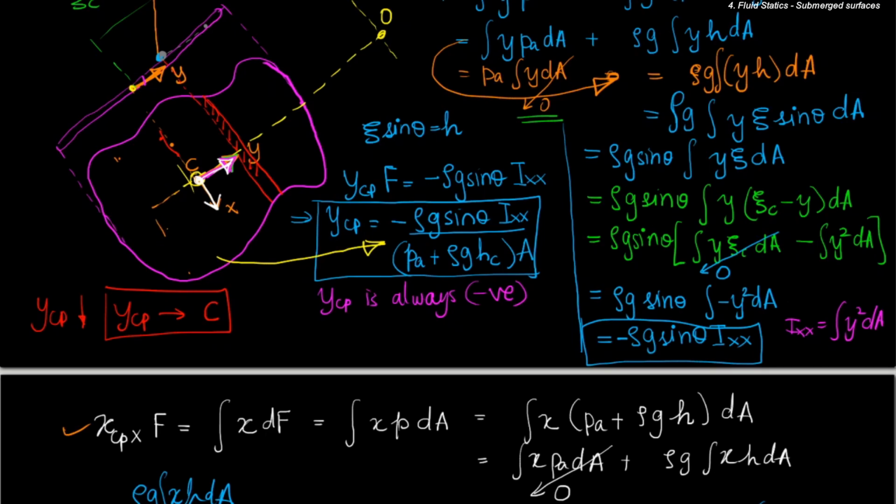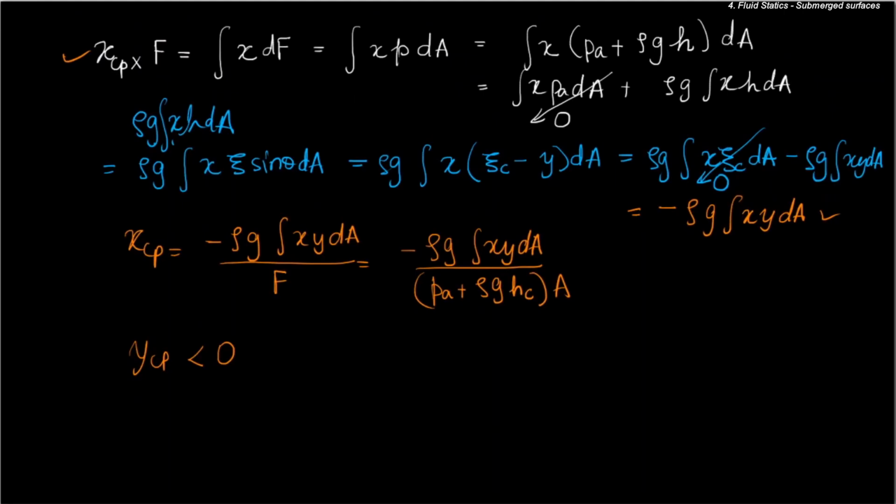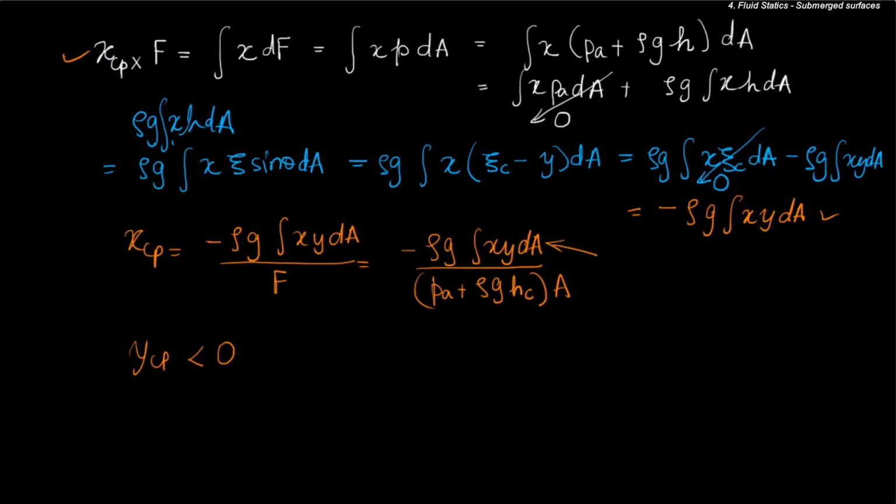So suppose this is the ycp, so this is the y of the center of pressure. Now x center of pressure can lie anywhere on this line. It can lie in the positive x direction, that is this direction, or it can lie in the negative x direction also. It depends on the cross moment of area. So it depends on the integral of xy. So this can either be positive or negative, it depends on the distribution of area. If the object is symmetric, then this particular integral will become 0.